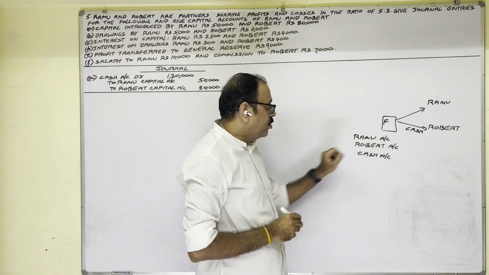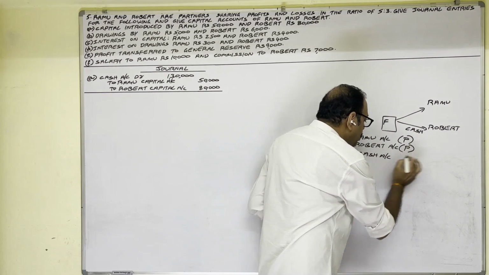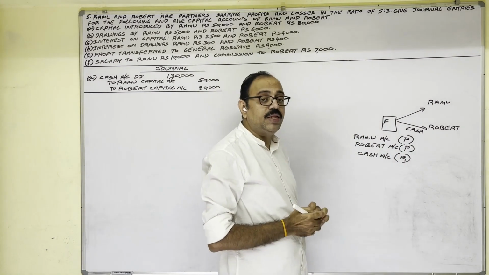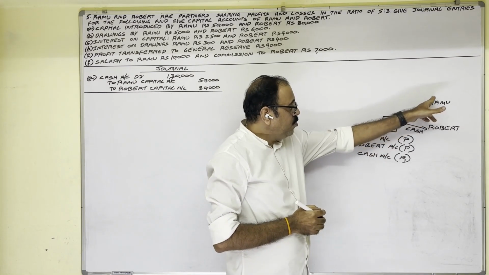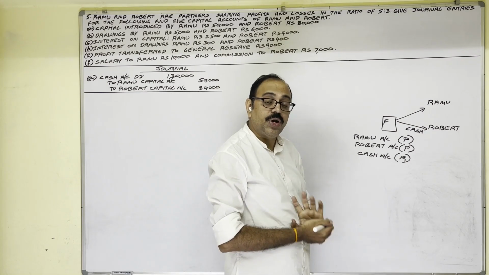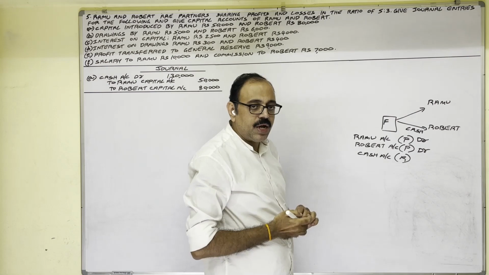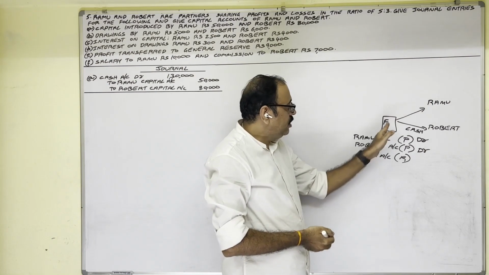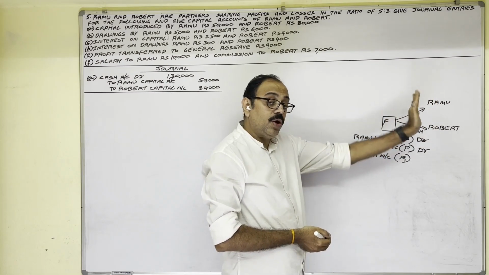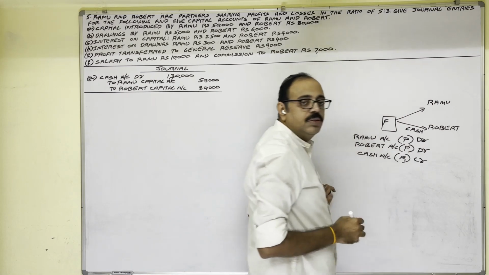Ramu account, Robert account. Both are personal accounts, no? Cash account is a real account. Personal account rule: debit the receiver, credit the giver. See, Ramu and Robert are taking money from the firm. They are receivers. We have to debit them. Real account rule: debit what comes in, credit what goes out. Think from the firm's point of view. From the firm cash is going, so credit what goes out is applicable. We should credit the cash account.